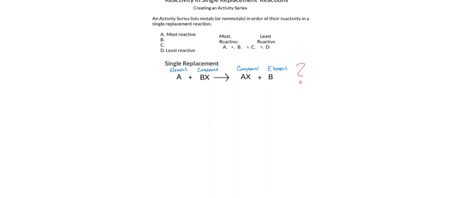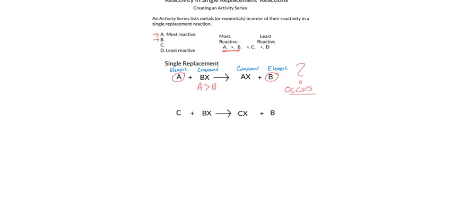Here we see the two elements we are comparing are A and B. A will replace B if A is above B on the activity series, which we see up here and here. A is above B. That tells us that this reaction occurs.